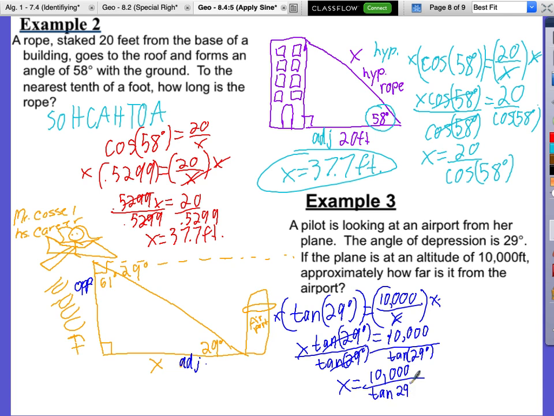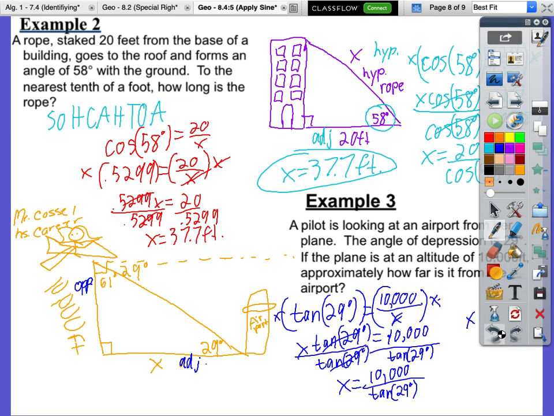And do we want to leave our answer like this? No. We want it to the nearest tenth. How many feet? How far away is it in feet from the airport? So you put that in your calculator. 1,800. Try reading that one again. 18... Oh, I didn't see another zero. That's what I got. 18,040 to the nearest tenth of a foot.